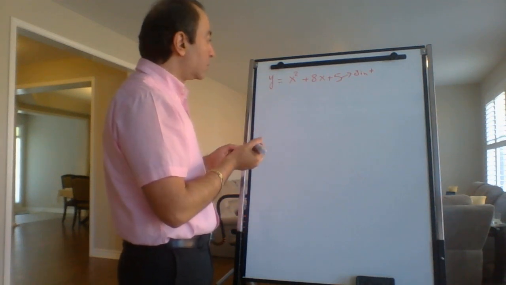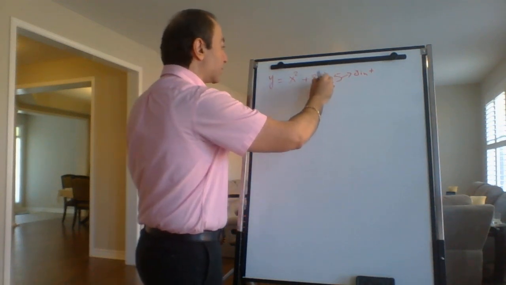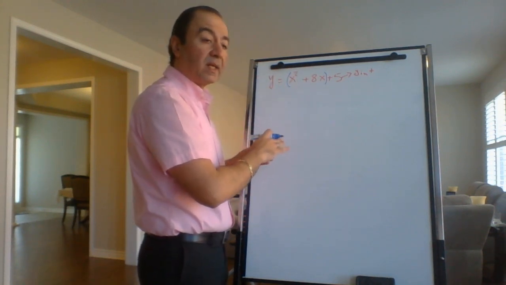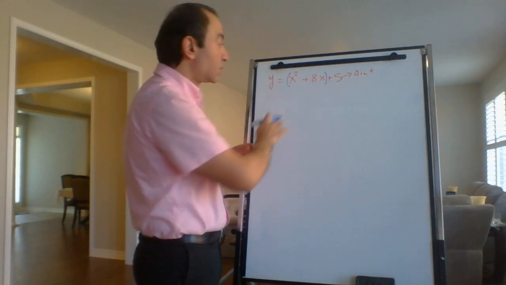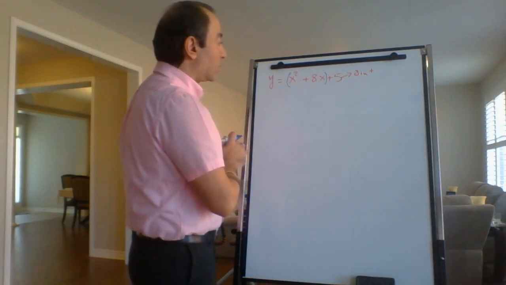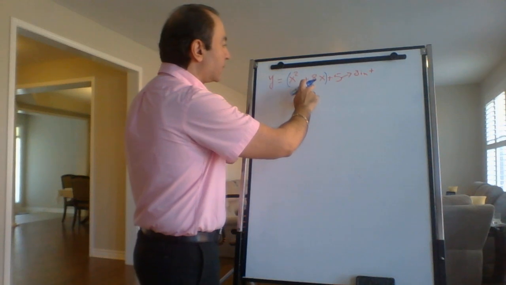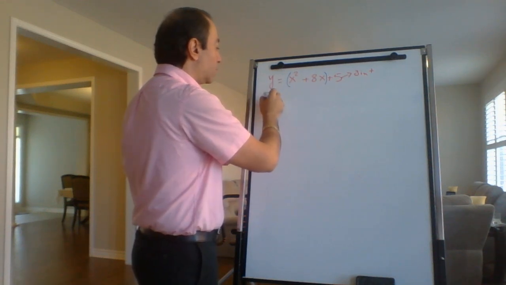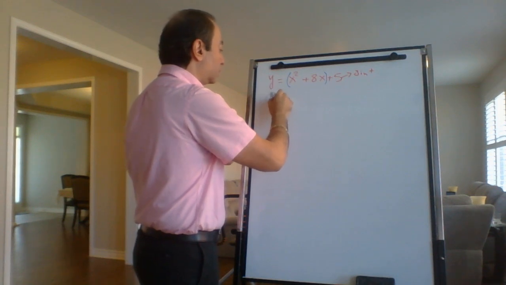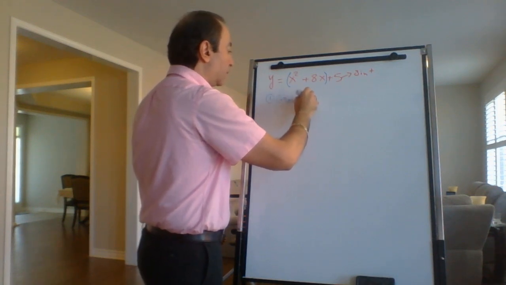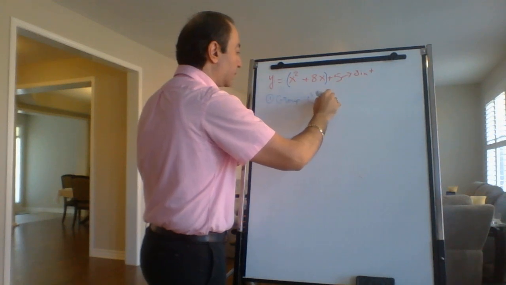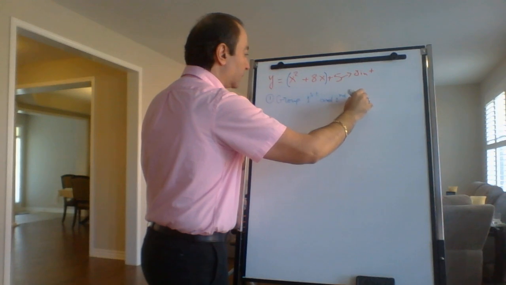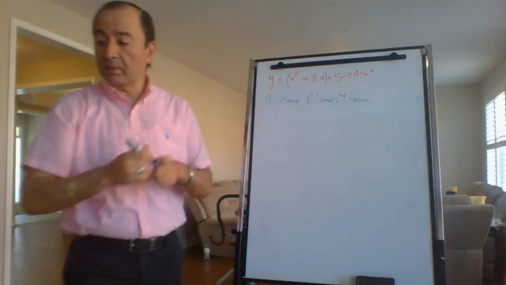The first thing we do is group the first and second terms. That's when a is 1. Tomorrow I'm going to do when a is any other number. So we group the first and second terms, and we put brackets around them.